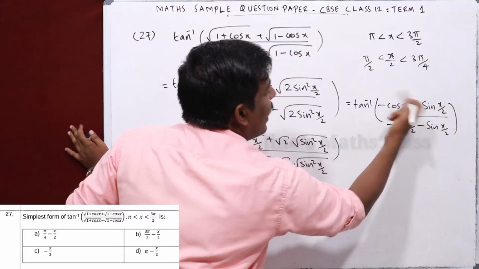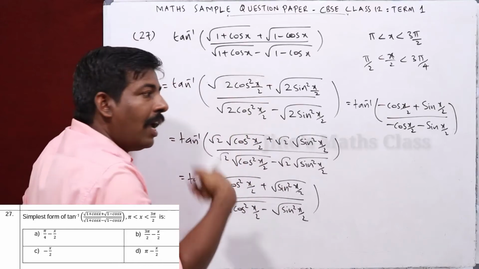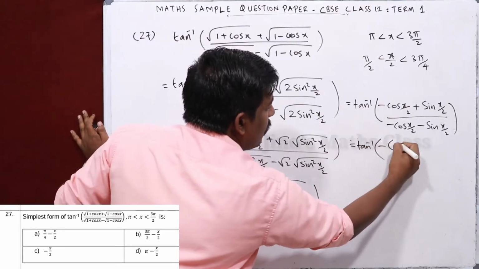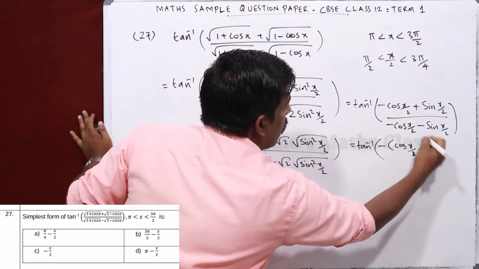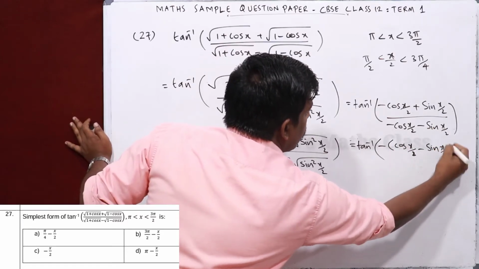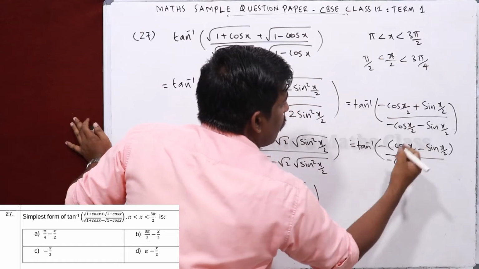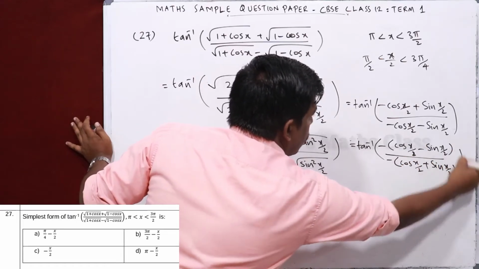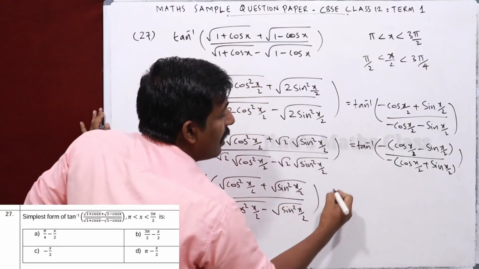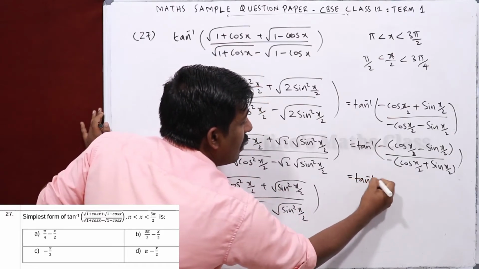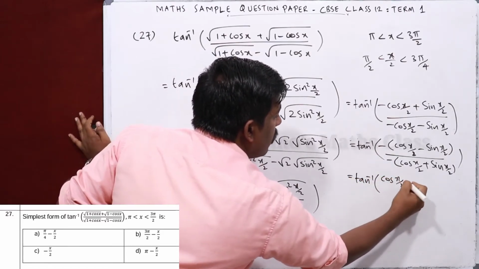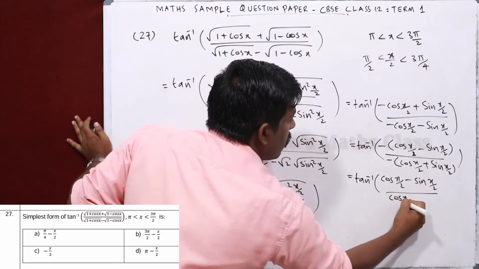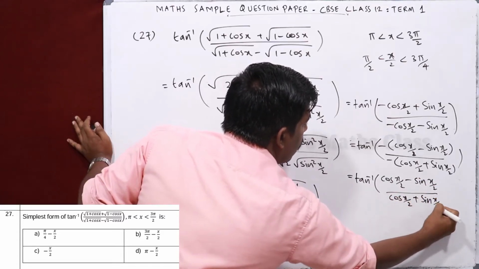Now we can take a negative sign from numerator and denominator outside. That means it is tan inverse of negative of cos x by 2 minus sin x by 2. Denominator it is negative of cos x by 2 plus sin x by 2. Now we can cancel this negative and negative. So we will get tan inverse of cos x by 2 minus sin x by 2 all divided by cos x by 2 plus sin x by 2.